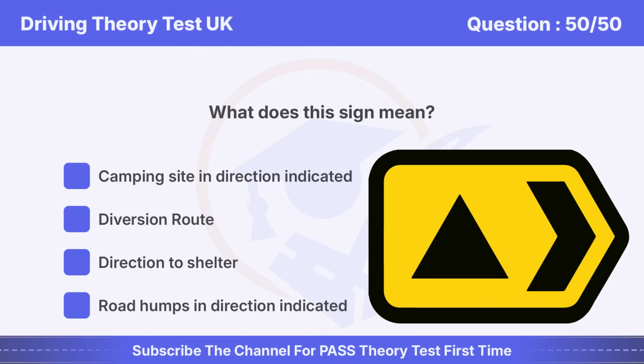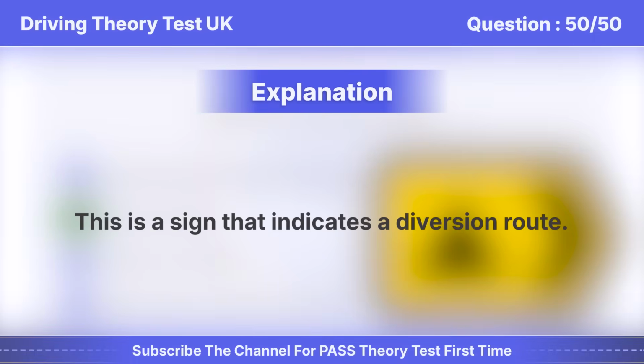Question 50. What does this sign mean? Option A. Camping site in direction indicated. B. Diversion route. C. Direction to shelter. D. Road humps in direction indicated. Answer is B. Diversion route. This is a sign that indicates a diversion route.